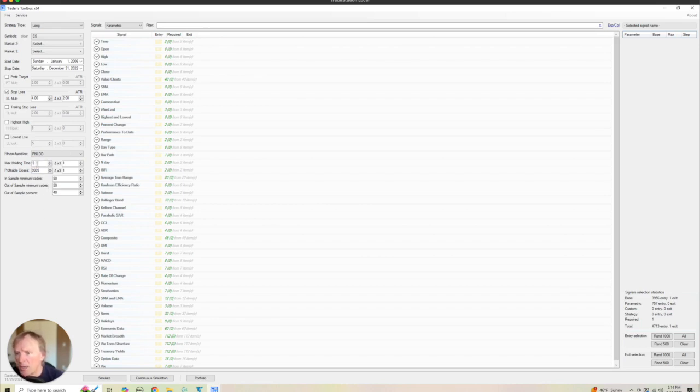I'm now telling Build Alpha, not only do we want to look at exiting when the RSI reaches 70 or above, let's have a max hold time of 1 with a step of 1. So it's going to test 1, 2, and 3. Let's simulate that.